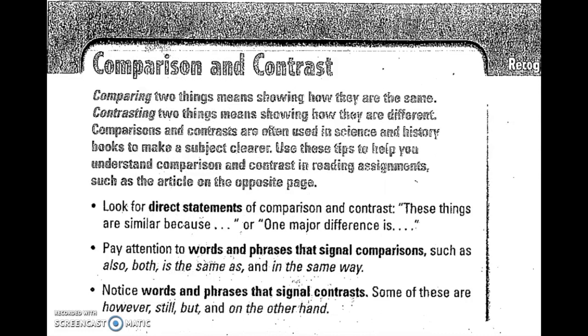Comparison and contrast. Comparing two things means showing how they are the same. Contrasting two things means showing how they are different. Comparisons and contrasts are often used in science and history books to make subject matter clearer. Use these tips to help you understand comparison and contrast in reading assignments such as the article on the opposite page. Look for direct statements of comparison and contrast.